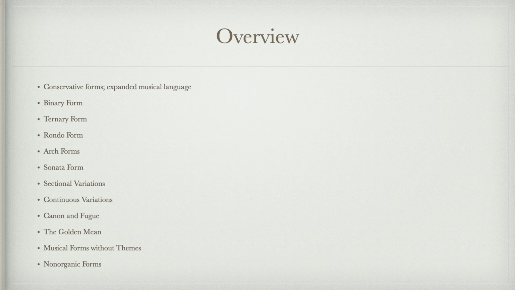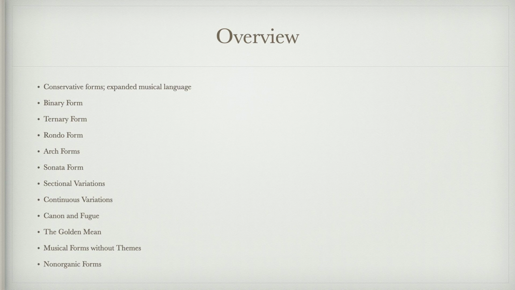So there are a lot of topics that we're going to go over. We're going to be talking about your conservative traditional forms and how they were used within an expanded musical language. We're also going to be talking about binary, ternary, and rondo forms. These should be familiar to you. I'm not going to go into great detail about what binary, ternary, and rondo forms are. You should already know this, so if you need to brush up on this, then that's some additional study that you should implement into your routine. We're also going to be talking about arch forms, sonata form.